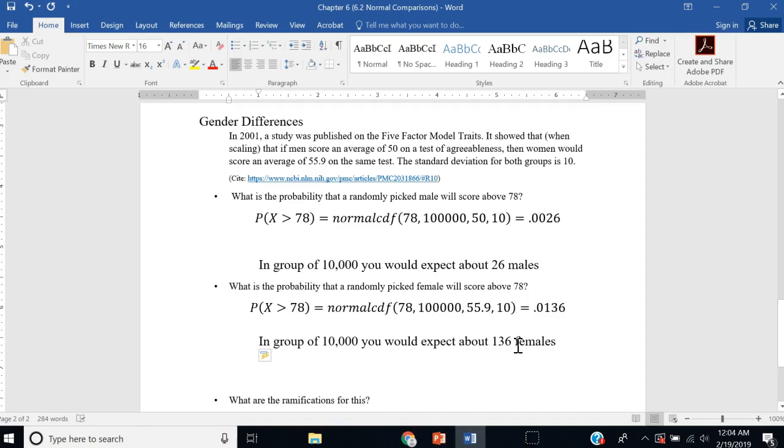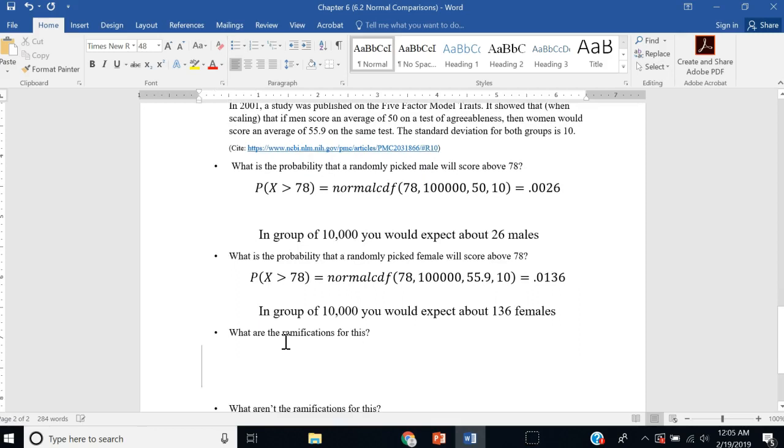Okay? Now, what are the ramifications for this? Well, think about this in terms of maybe jobs. In jobs where agreeableness is a trait that they're looking for, you might see more females in those jobs. And by the way, on the other end of the spectrum, in disagreeableness, you'd find the opposite. You'd find more disagreeable males, like that score really high on disagreeableness. So in jobs where disagreeableness is a trait that they're looking for, you might find more males.